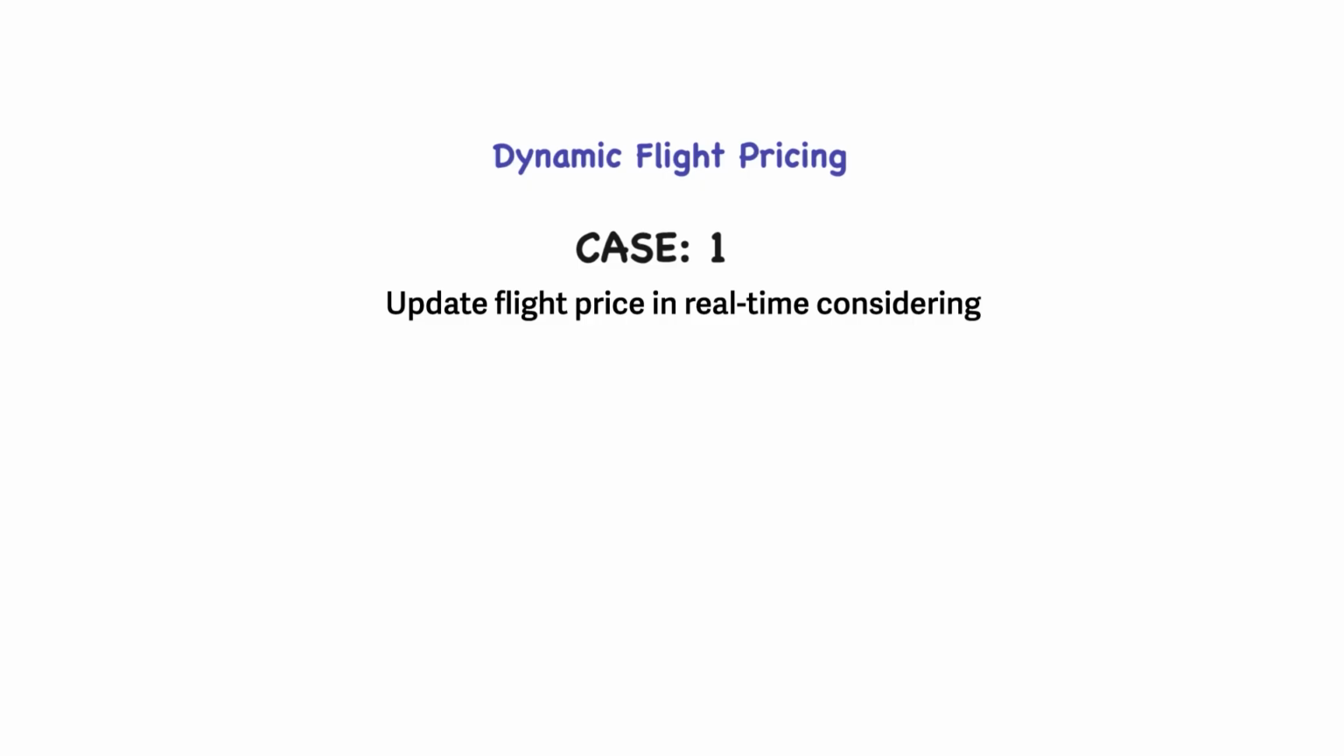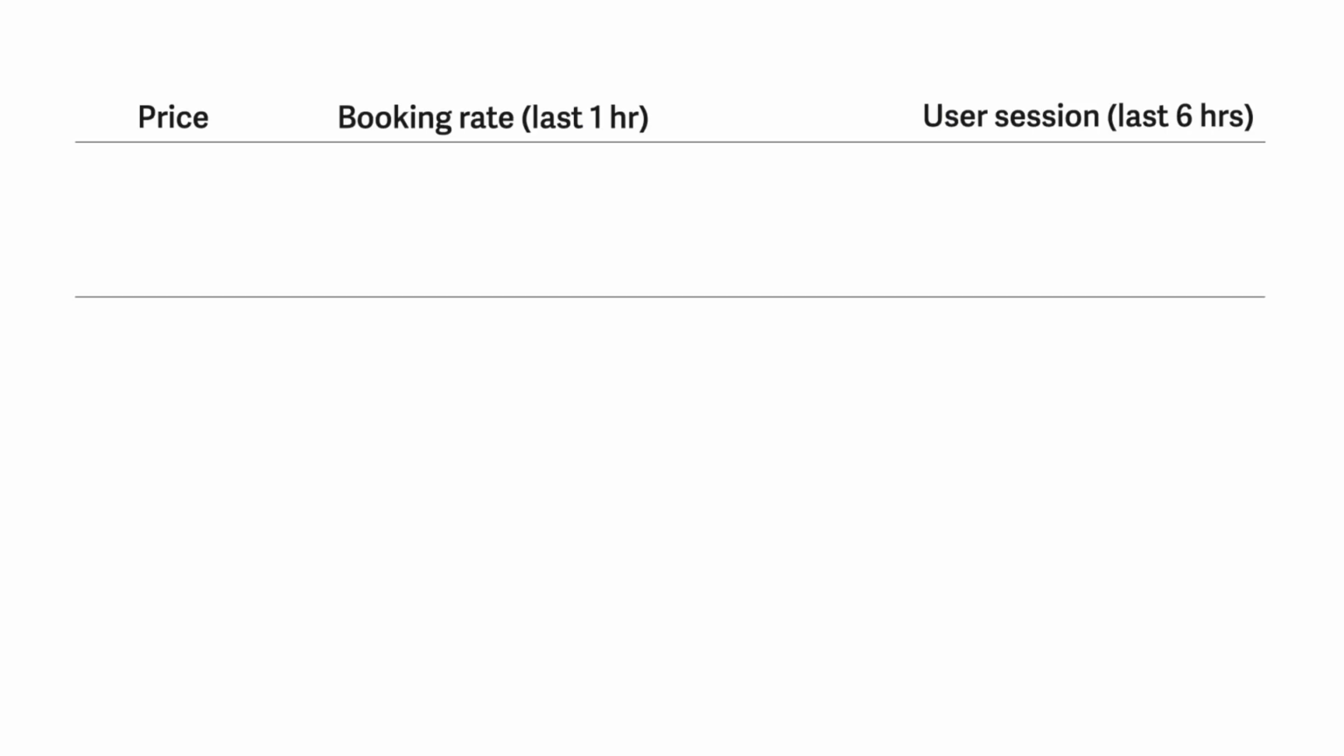Suppose the company wants to update flight prices in real time considering the demand for the flight and the user interest level. The rules are simple. The company decided to increase the flight price by 30% if the flight booking rate in the last 1 hour is more than 20% and the user session count is more than 2 in the last 6 hours.